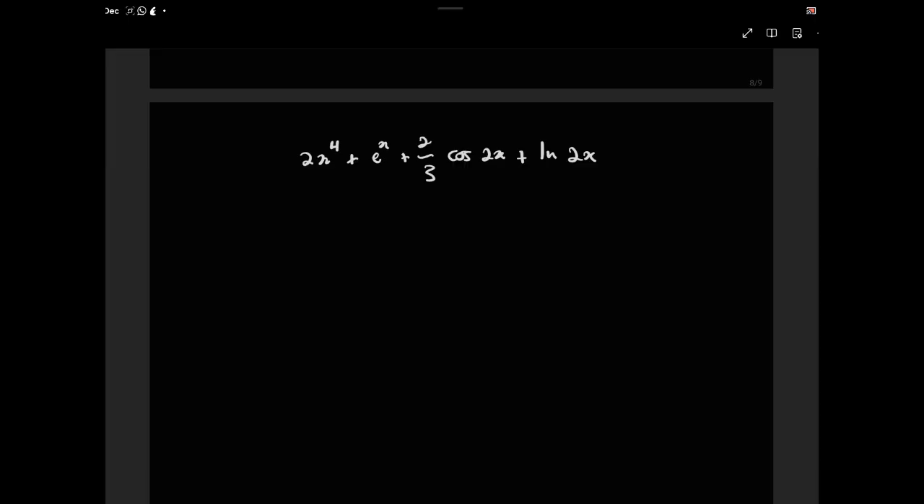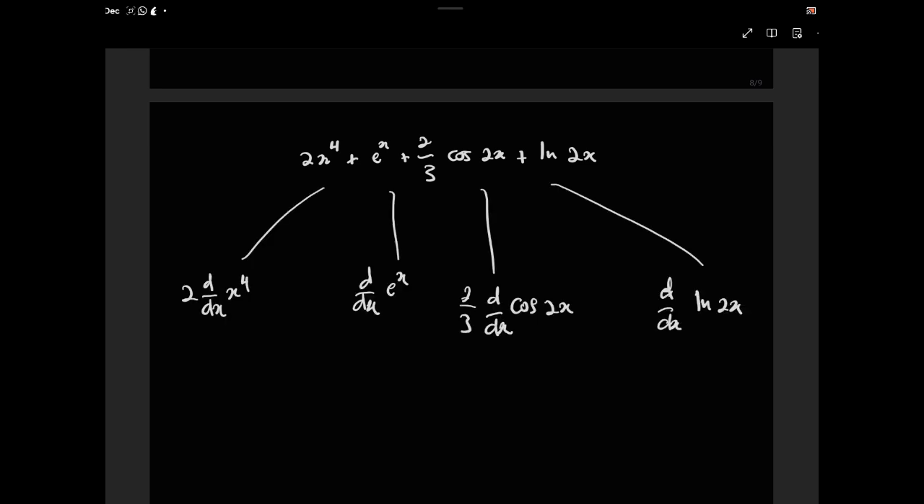The first question consists of a sum of 4 terms. The first term uses the power rule, the second term uses the exponential rule, the third term uses the trigonometric rule, and the last term uses the natural log rule. So let's differentiate one by one.